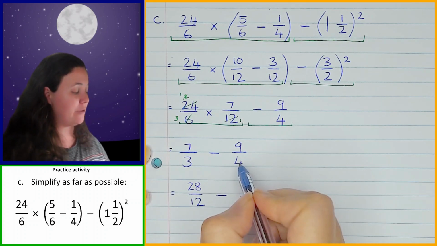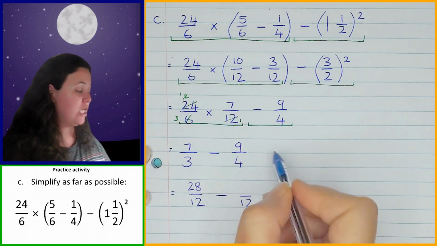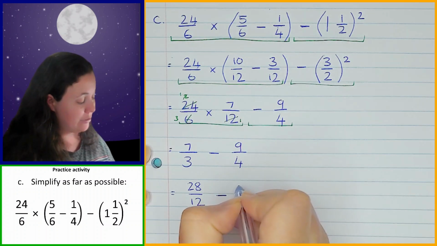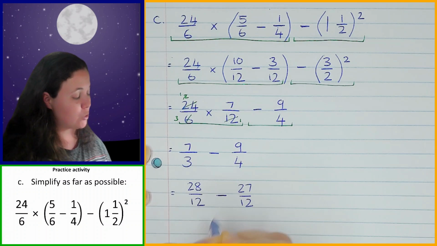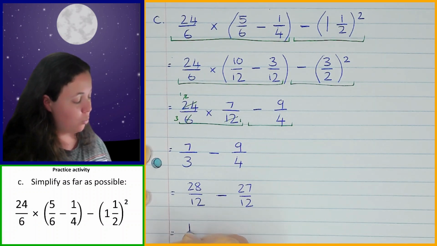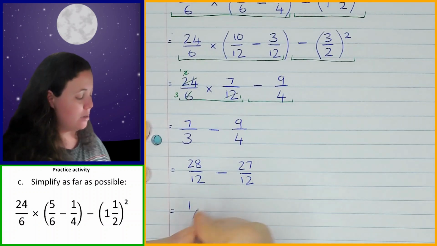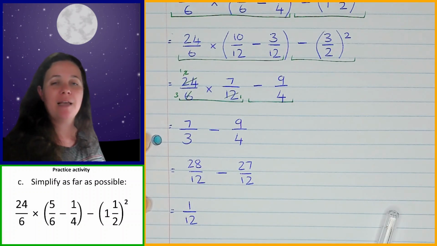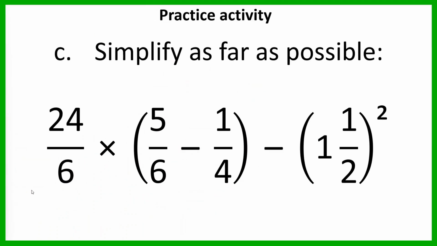Minus, I'm going to multiply the 4 by 3 to get 12. So I multiply the 9 by 3 as well, and that gives me 27. So I have 28 minus 27, and that gives me 1 over 12. So that's what you should have got for question C. And now we're going to go on to the last question for today.